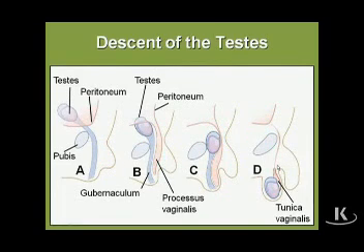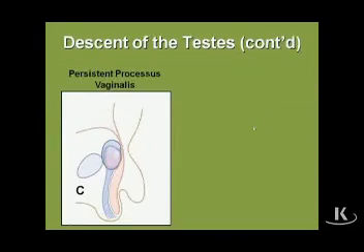But as we've said previously, during development, when layers are supposed to fuse, sometimes they don't fuse or they don't fuse perfectly. So one abnormality that can happen is what's called a persistent processus vaginalis, where that last step, the fusion of the layers of the processus vaginalis, doesn't happen. The testis ends up down in the scrotum, the processus vaginalis remains patent, and so we're left with a continuity between the peritoneal cavity and the scrotum, and that's called the persistent processus vaginalis.